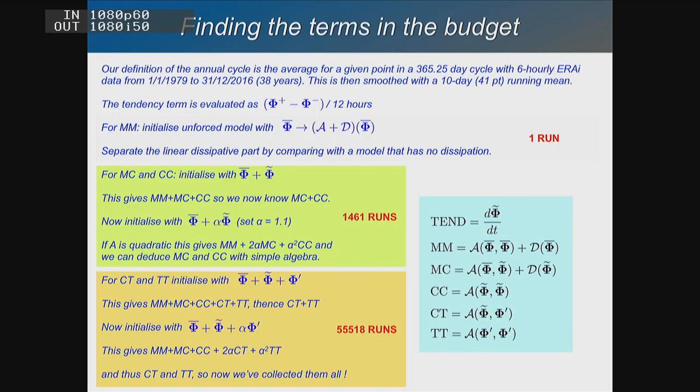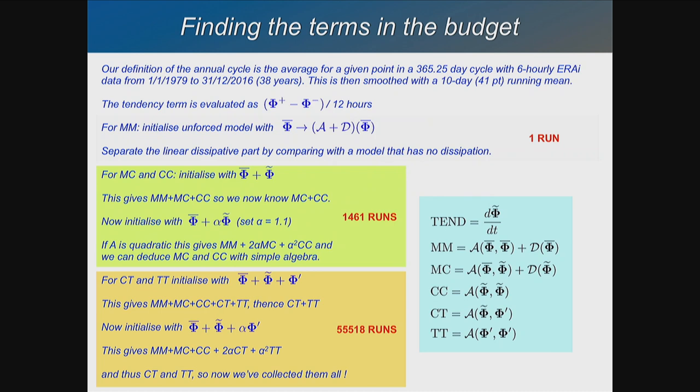The mean cycle and cycle terms, well, that is like initializing from one average annual cycle. So 1,461 single time step runs is all you need. And you've got MM plus MC plus CC, right, which is from this. You already know MM, so you've got MC plus CC. How do you separate the two? Well, you do it again, but you put an arbitrary factor in front of the annual cycle, and then you use a bit of algebra from those two runs to separate them, and you've got MC and CC. So then you're ready to try and find the transient terms.